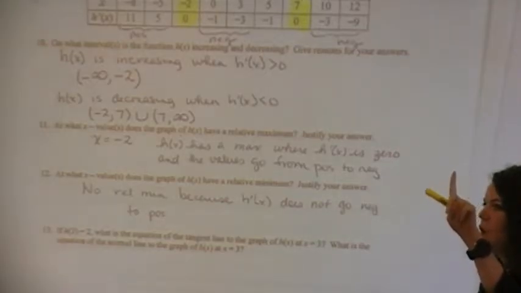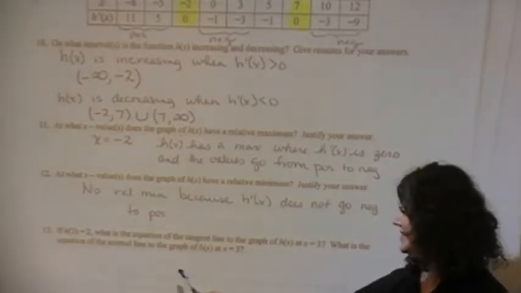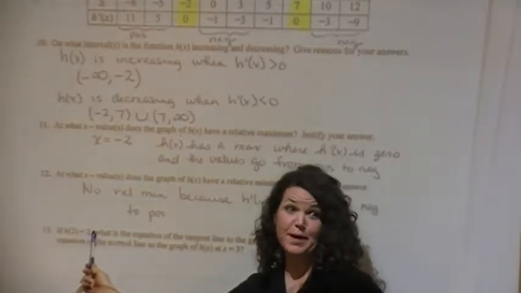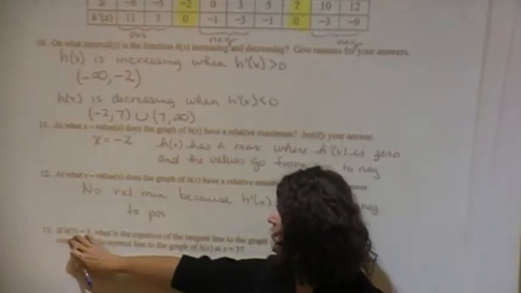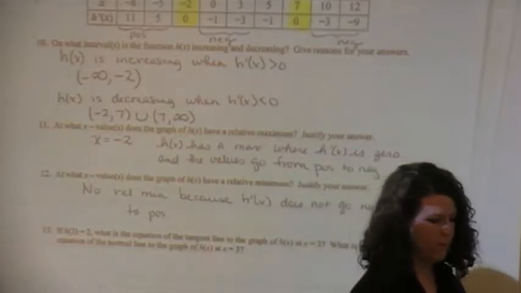If h of 3 is 2, what is the equation of the tangent line to the graph of h of x at x equals 3? What is the equation of the normal line? Let's do tangent line first. If you're going to write the equation of the line, you need two things: slope and a point. What is this? That's your point, because there's no prime.